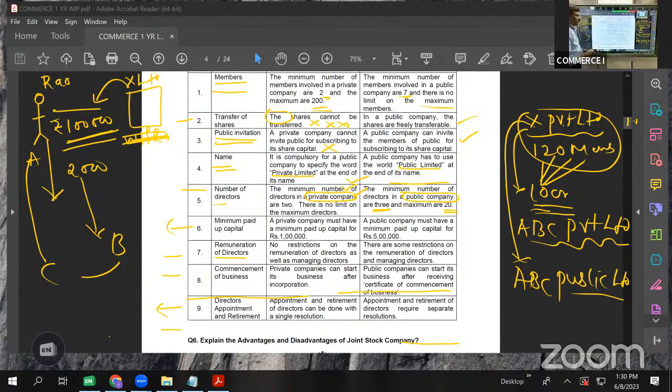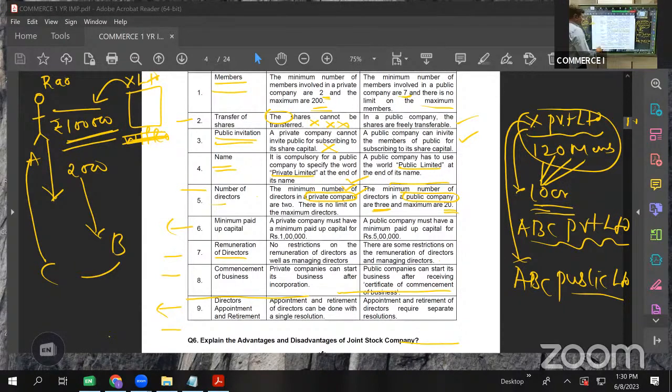So there are restrictions on the remuneration of directors. In a public company, there are restrictions on the remuneration of directors, but in a private limited company, there are no restrictions. They can take any amount of salary.